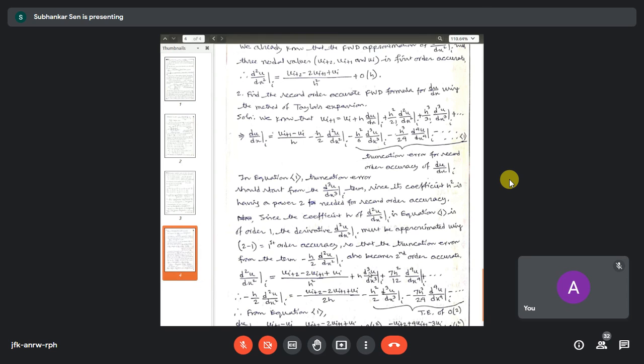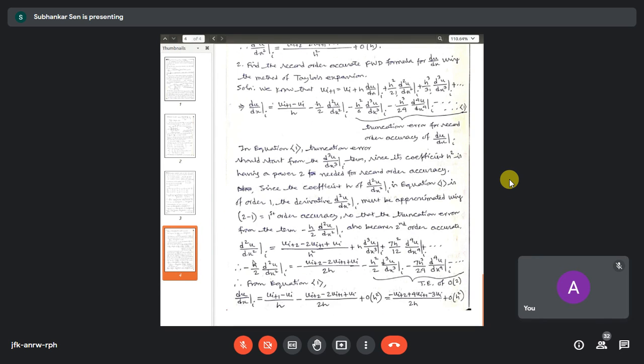It means that now we will have only one truncation error. The truncation error from this term will exactly match with these terms, and you can add them or subtract them, so you can get one expression. So minus h with this term, I am now multiplying to this expression.